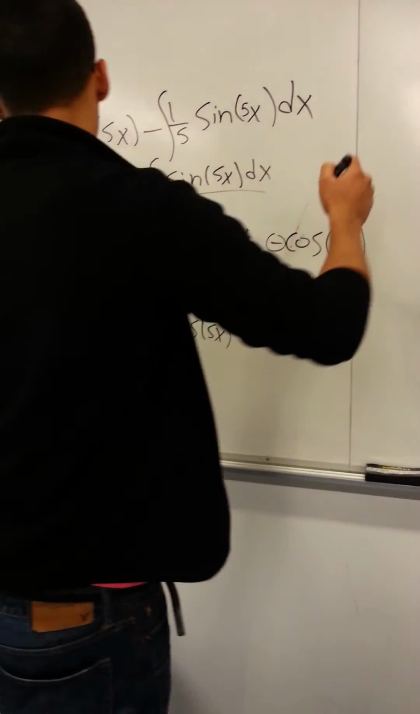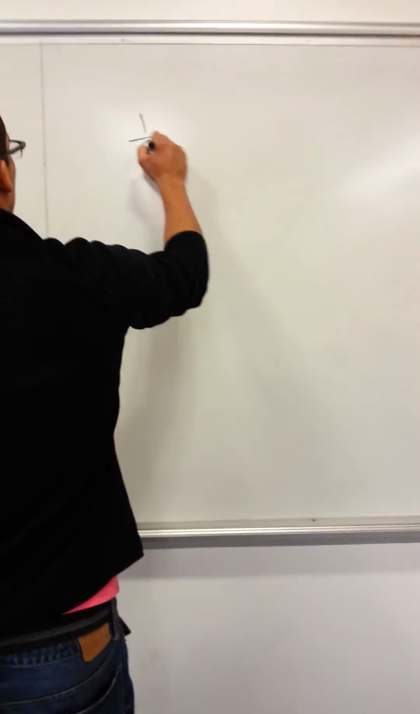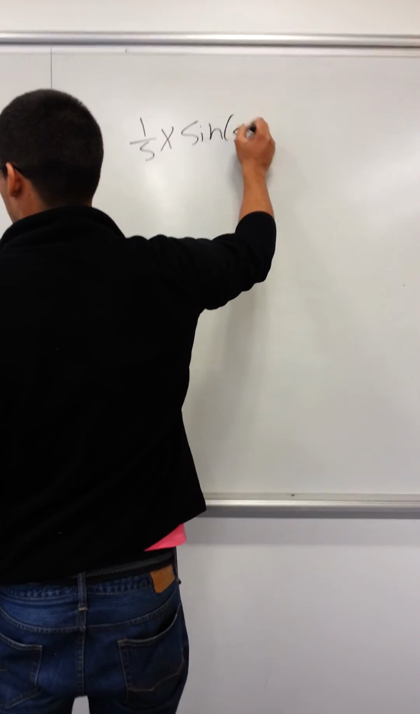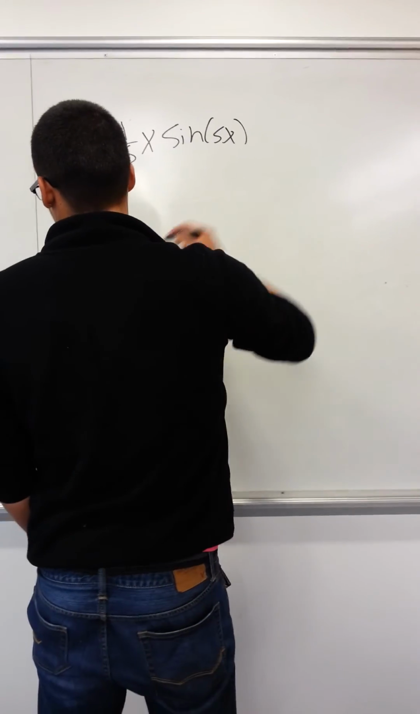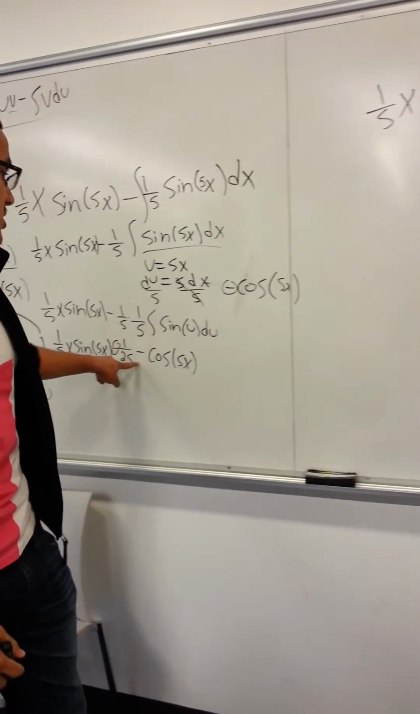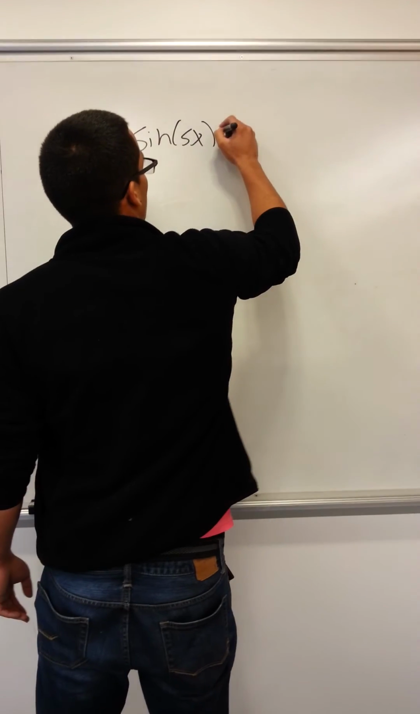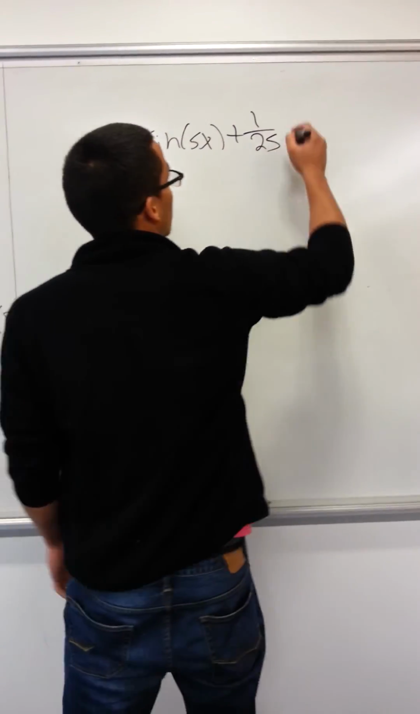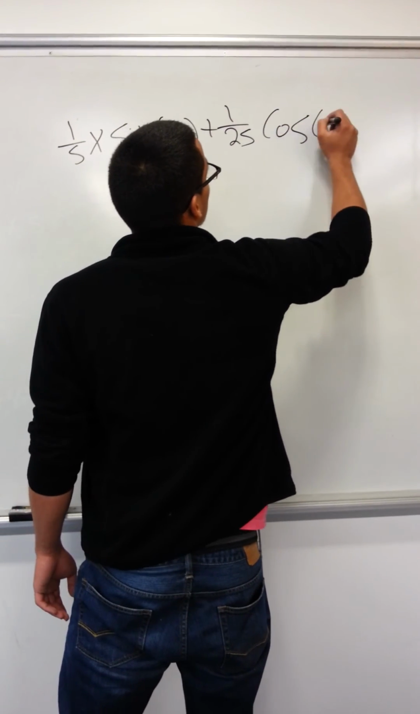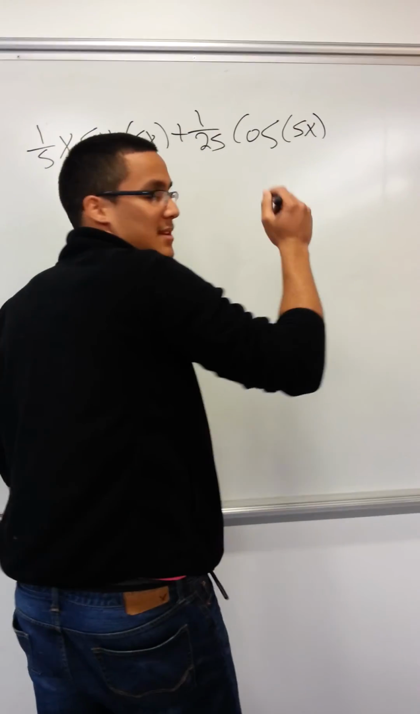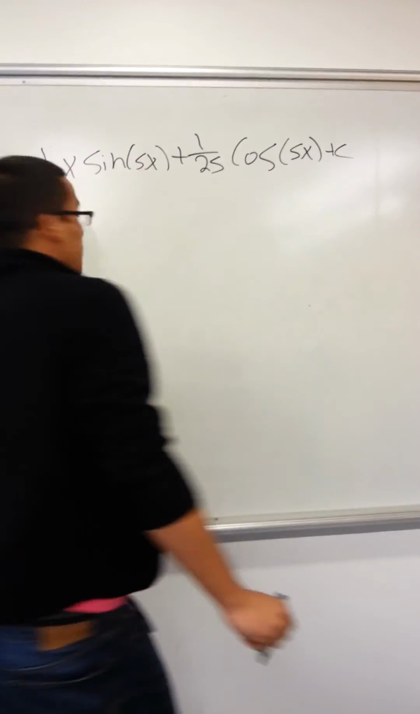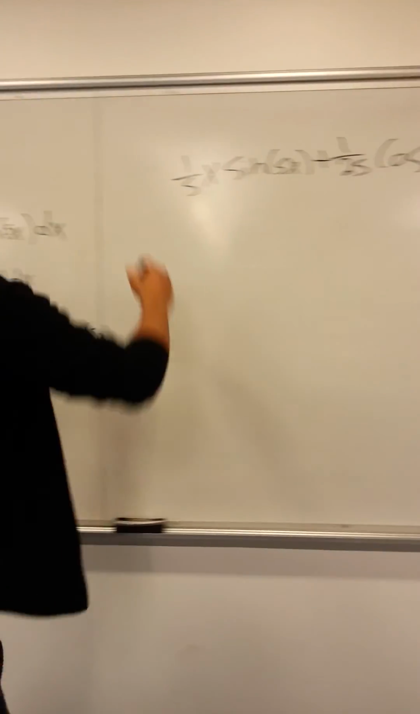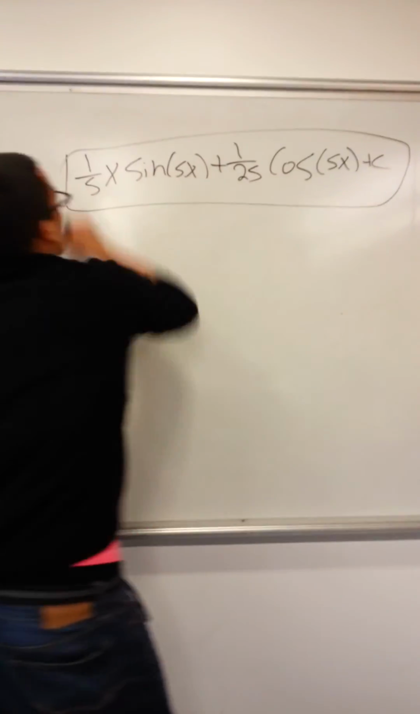So I'm going to move over here. We're going to get 1 over 5 x sine of 5x. And then again, these two negatives are going to change to positive, giving you positive 1 over 25. And then we have cosine of 5x, and plus C, because there are no limits to the integral. And that is your answer.